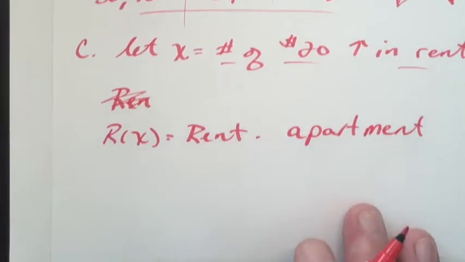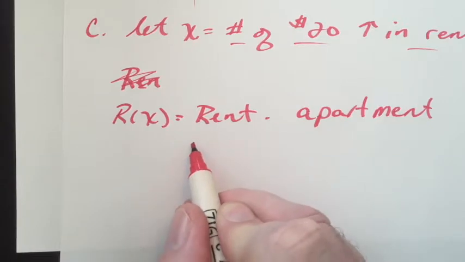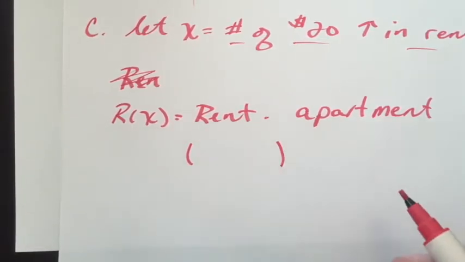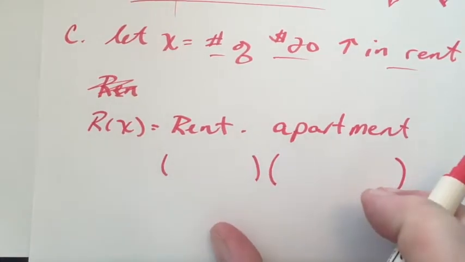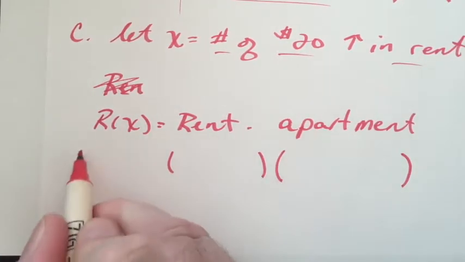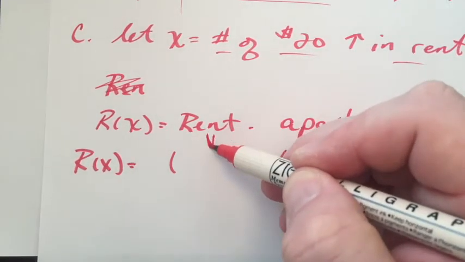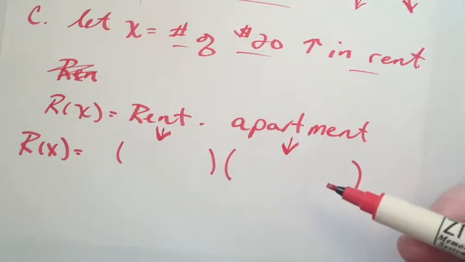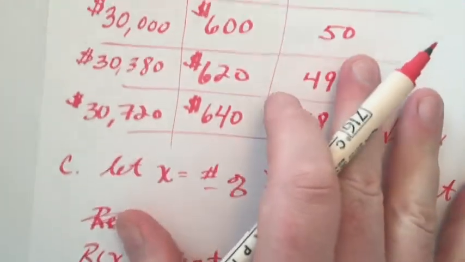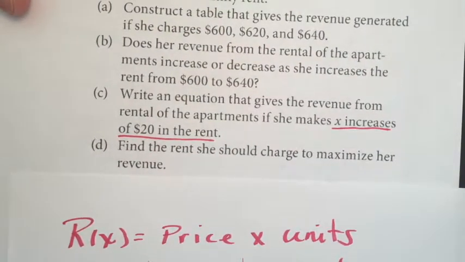We have that listed above, but the reason that is important is that in a moment we're going to have a binomial for rent, and later on we'll have a binomial for our number of apartments. When we have it organized like this, we'll be able to see that rent is equal to that binomial, and number of apartments is equal to that particular binomial. The reason I want to mention that now is that when you come down here, it says find the rent she should charge to maximize her revenue.